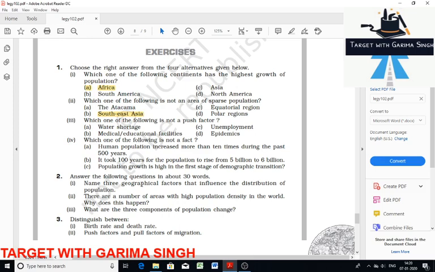Then which one of the following is not a push factor? Water shortage? Yes. Unemployment? Yes. This is a pull factor.